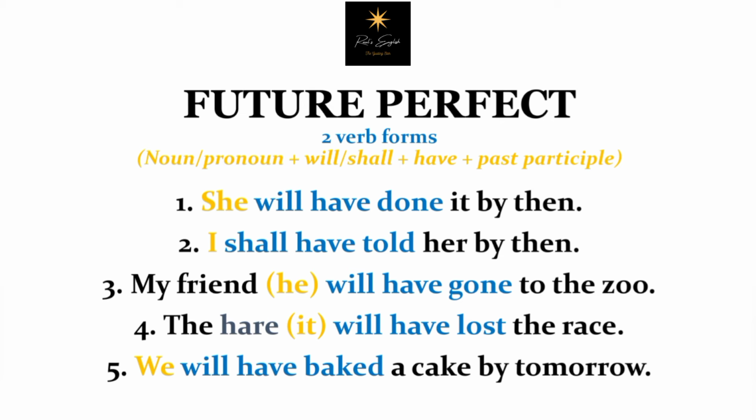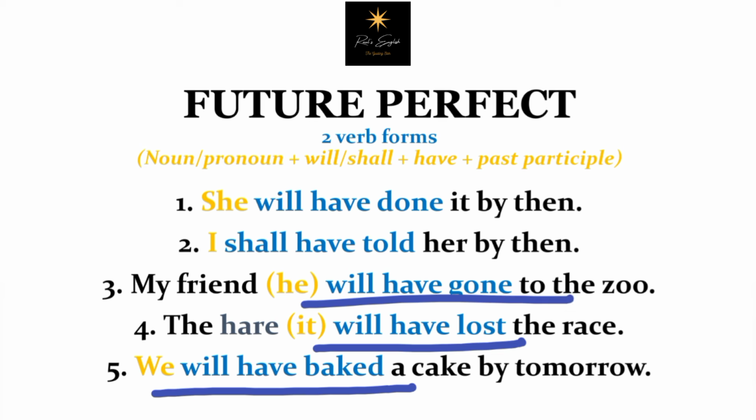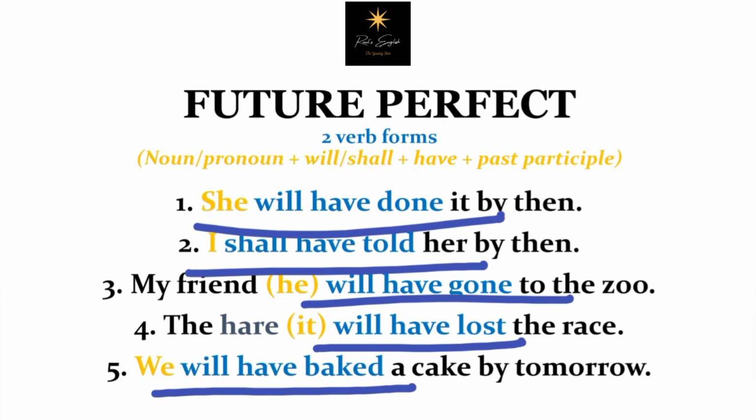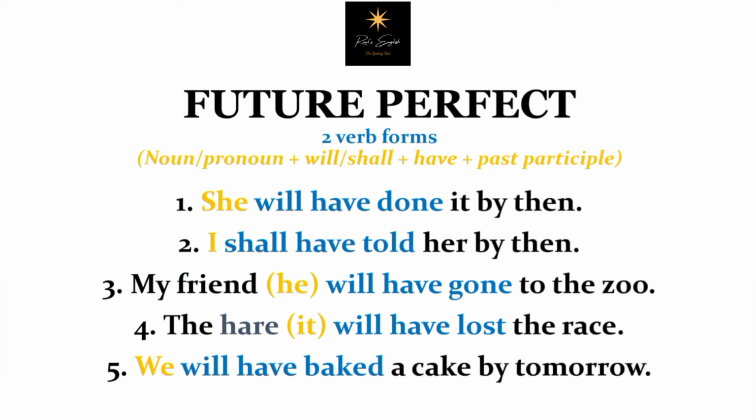And number 5, we will have baked a cake by tomorrow or by this evening or by tomorrow morning, whatever. We will have baked. It will have lost. She will have gone. He will have gone. I shall have told. She will have done. Alright, so that was the future perfect tense.